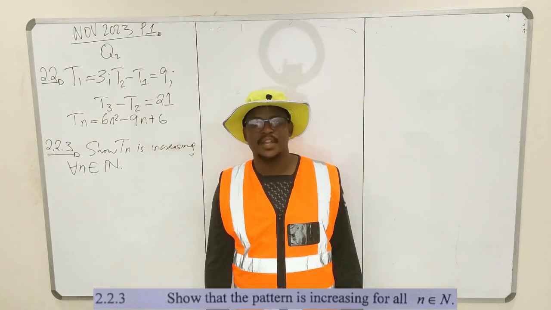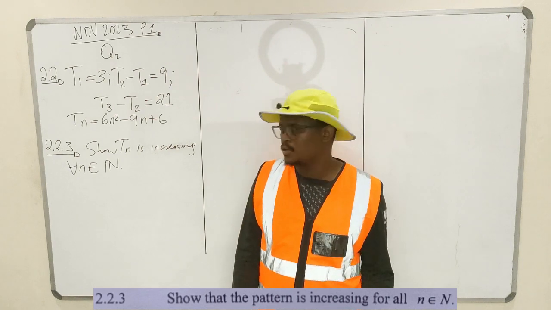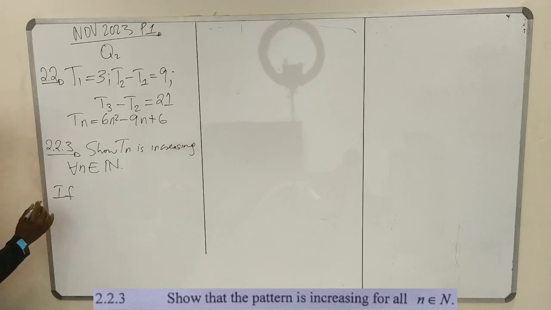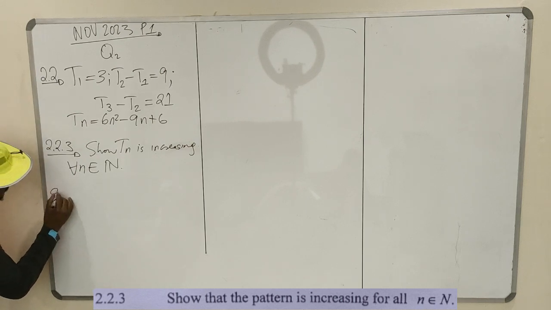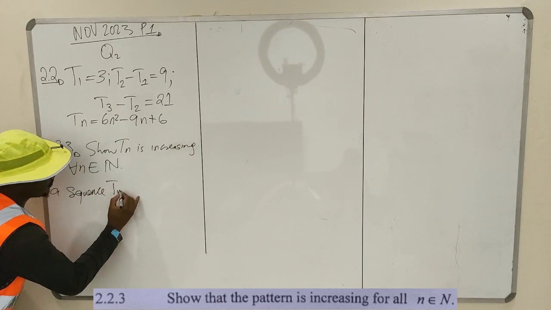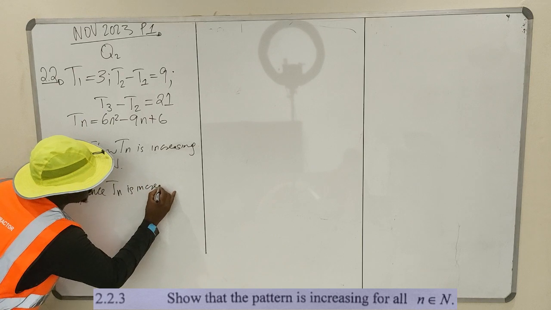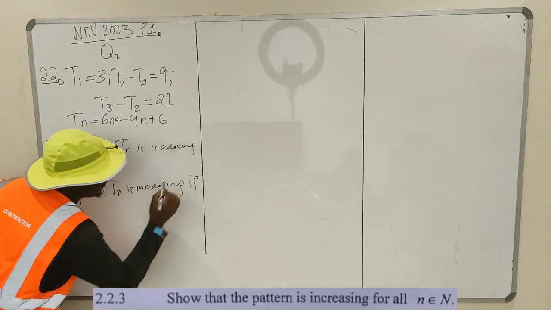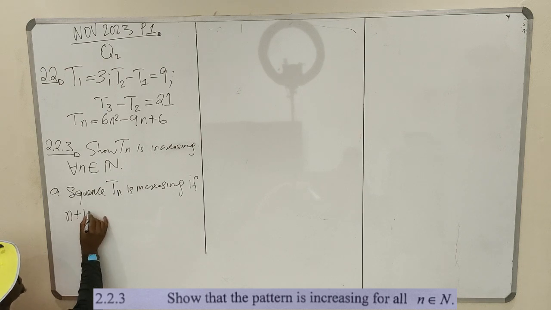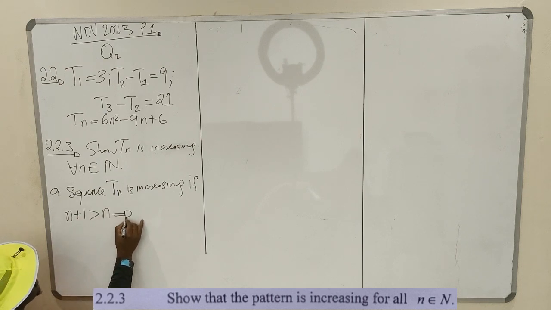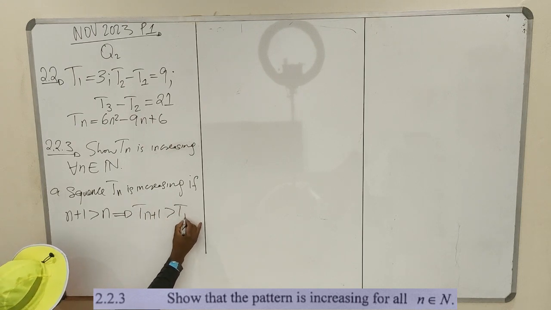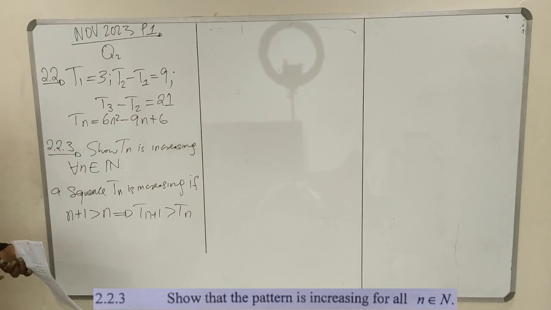So what does it mean for a sequence to be increasing? A sequence Tn is increasing if n plus 1 above n implies that Tn plus 1 is greater than Tn. This is what it means for a sequence to be increasing.